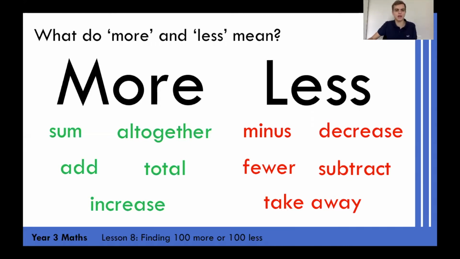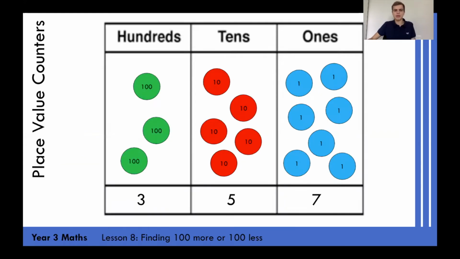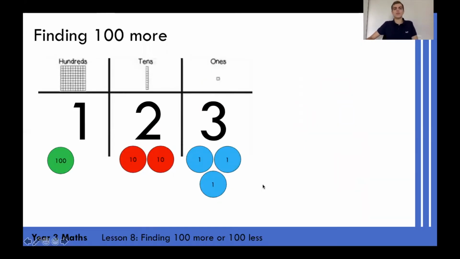So now we're going to look at finding 100 more or 100 less than a 3-digit number. So today we're going to use place value counters, and place value counters we looked at in lesson number 5. And here we've got the number 357. We've got 3 hundreds, 5 tens, and 7 ones. And I've represented that with my place value counters. Fantastic, 357. We will also have a go at looking at Dienes as well, but mainly we're going to use place value counters today.